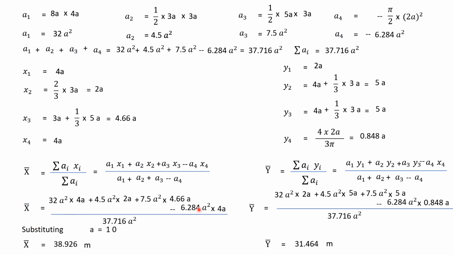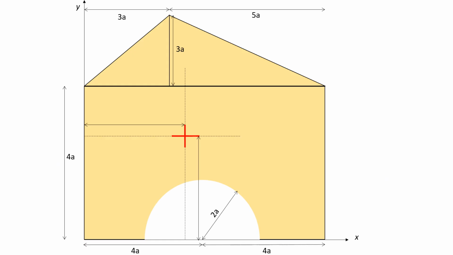Now substituting the value of a as 10 and calculating, we get the x bar value, and here also substituting a as 10 and calculating all this, we get the y bar value. Now finally, the centroid is at a distance of 38.926 from the y-axis, and at a distance of 31.464 from the x-axis.